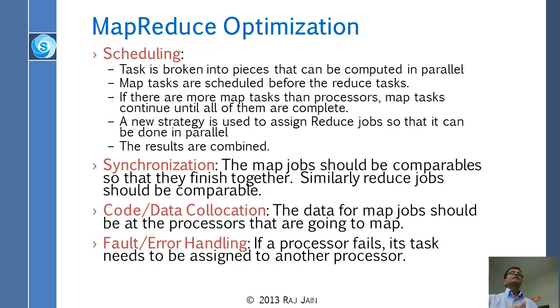Generally you assign to more processors than you have jobs. That way, if you really don't want to wait longer, you can already assign two processors to each job, and both of them are doing the same thing, or three processors to each job, and all three are doing the same thing. But as soon as one completes, we are done. So there is a lot of performance optimization which is required here.